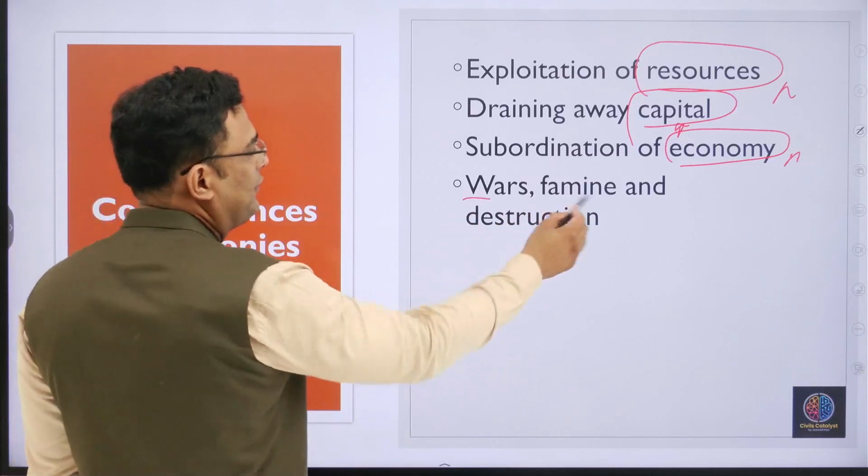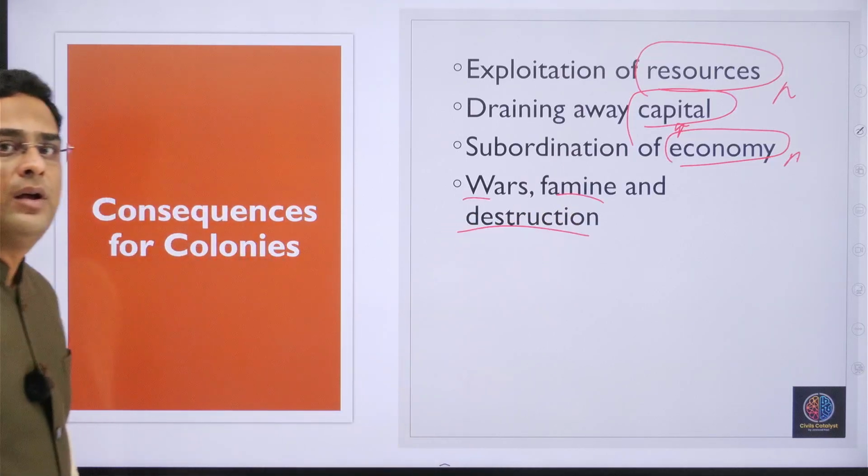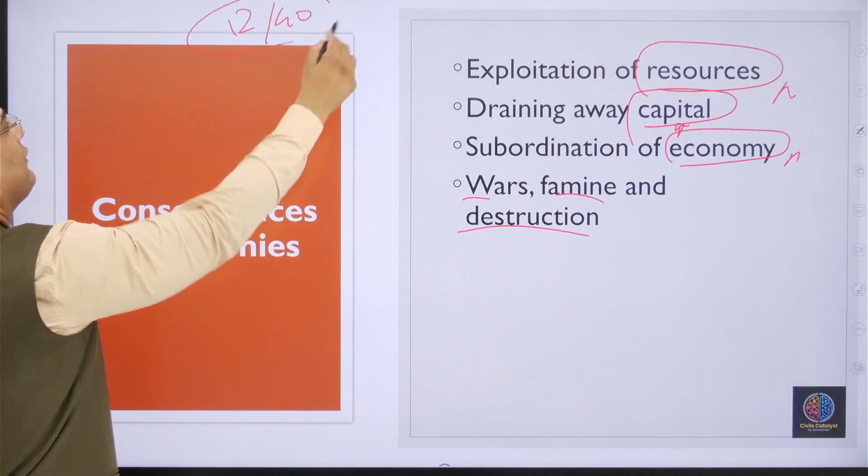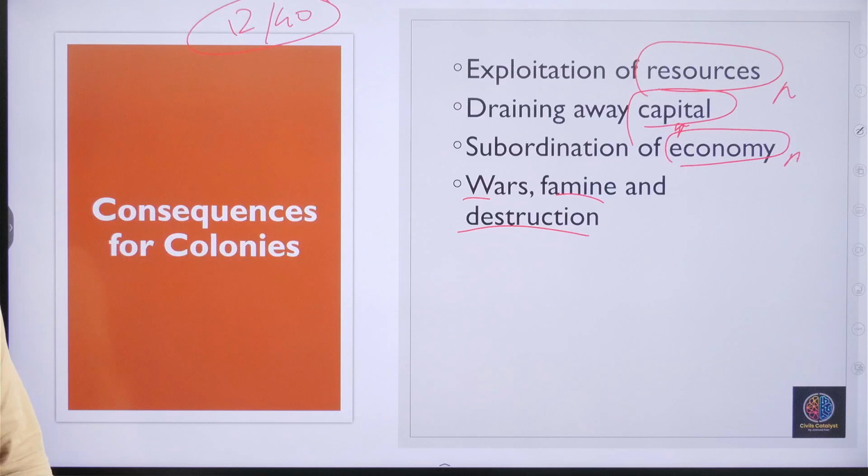Wars, famines, and destructions were routine. In India, 12 major and 40 minor famines took place in British period. 12 major and 40 minor famines.